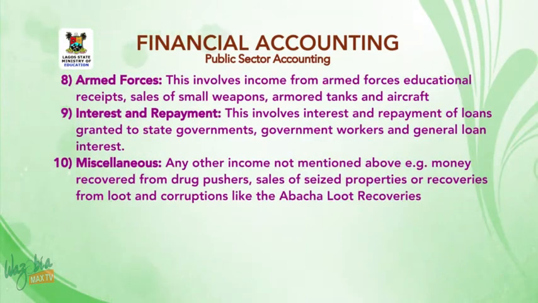8. Armed forces. This involves income from armed forces educational receipts, sales of small weapons, armored tanks, and aircraft. 9. Interest and repayment. This involves interest and repayment of loans granted to state governments, government workers, and general loan interest. 10. Miscellaneous. Any other income not mentioned above, e.g. money recovered from drug pushers, sales of seized properties, or recoveries from loot and corruptions, like the Abacha loot recoveries.